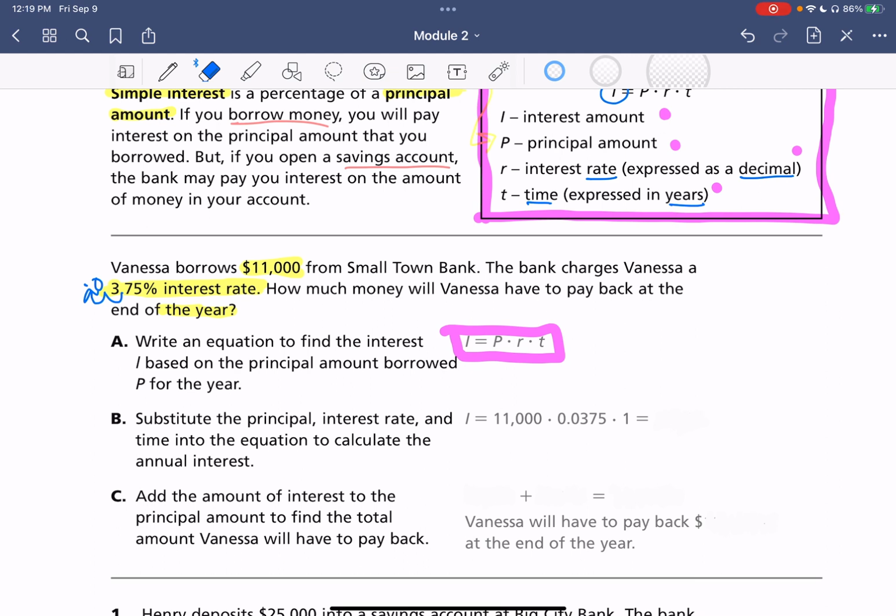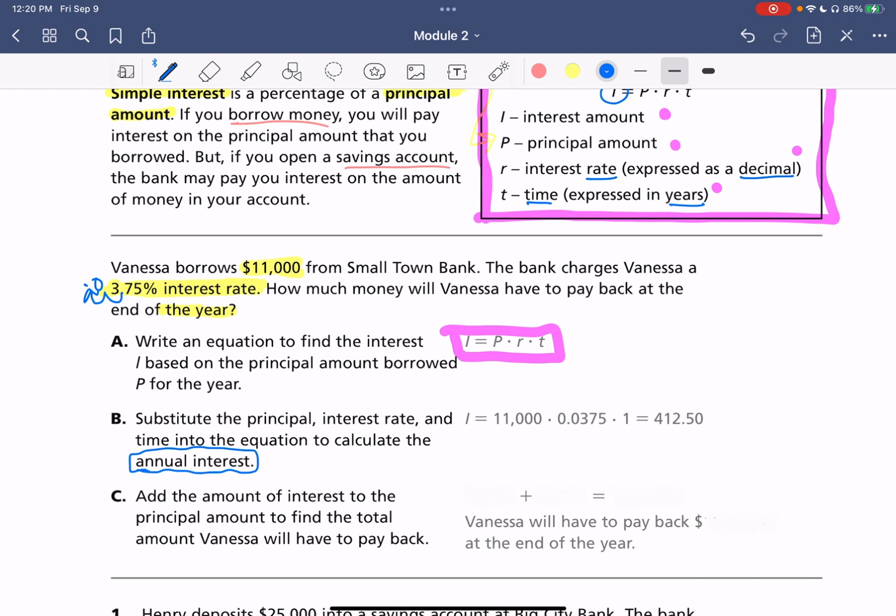Pause the video. Multiply these out. 11,000 times 0.0375 times 1. Then play the video when you have that completed. Our answer here should look like this. $412.50. Now this is just the amount that will be calculated as interest, annual interest. So annual meaning 1 year. So this is how much interest is charged after 1 year goes by.